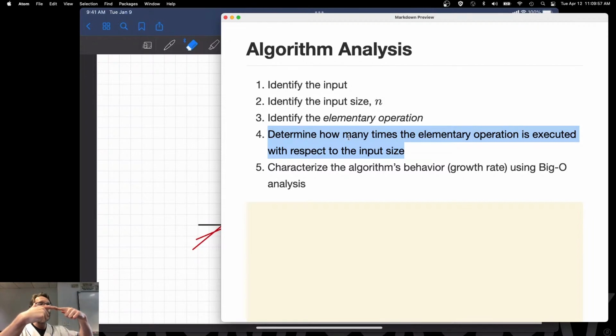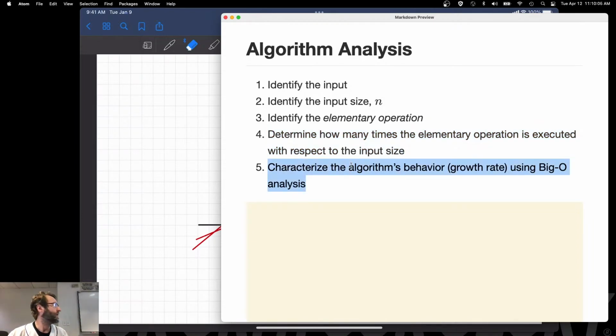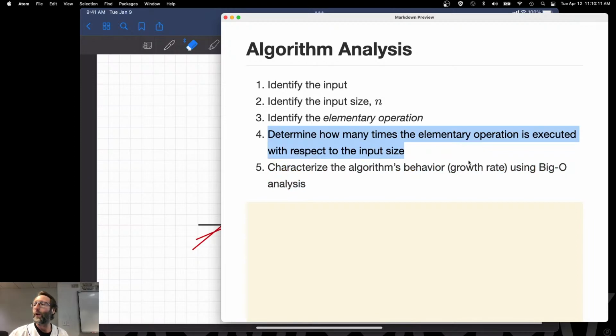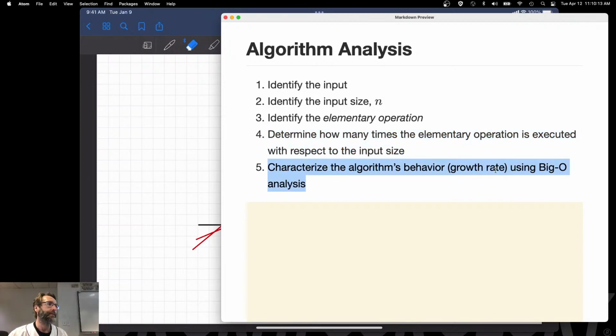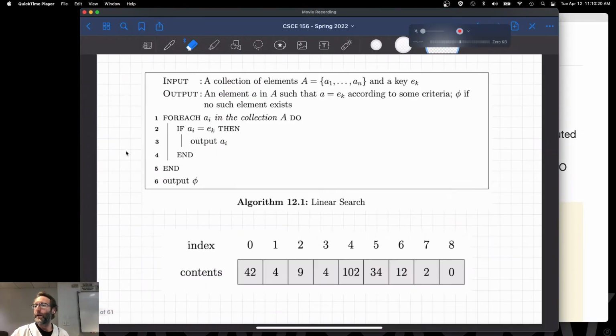If this is your elementary operation and it appears in a for loop, how many times does it execute with respect to the input size? Then finally, the last step is that you're going to characterize the algorithm's behavior, that is, this function that you derived in step 4, using big O analysis.